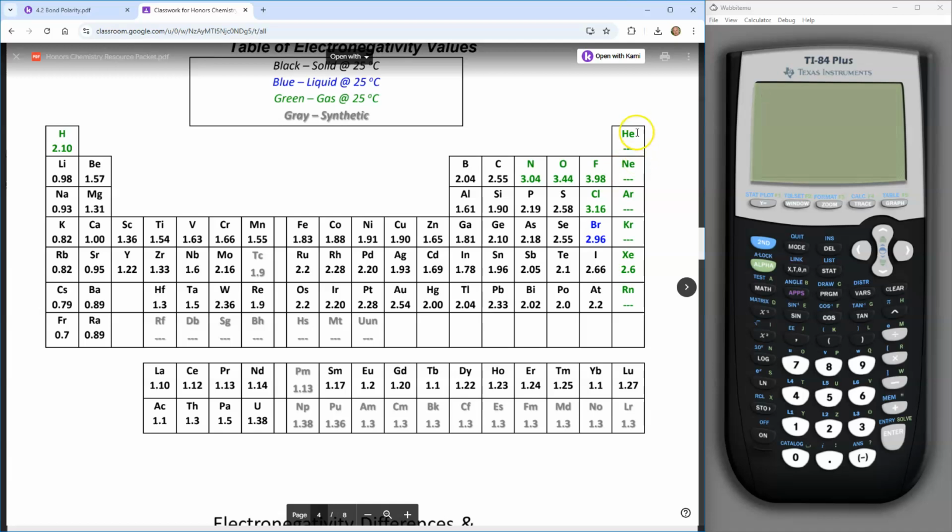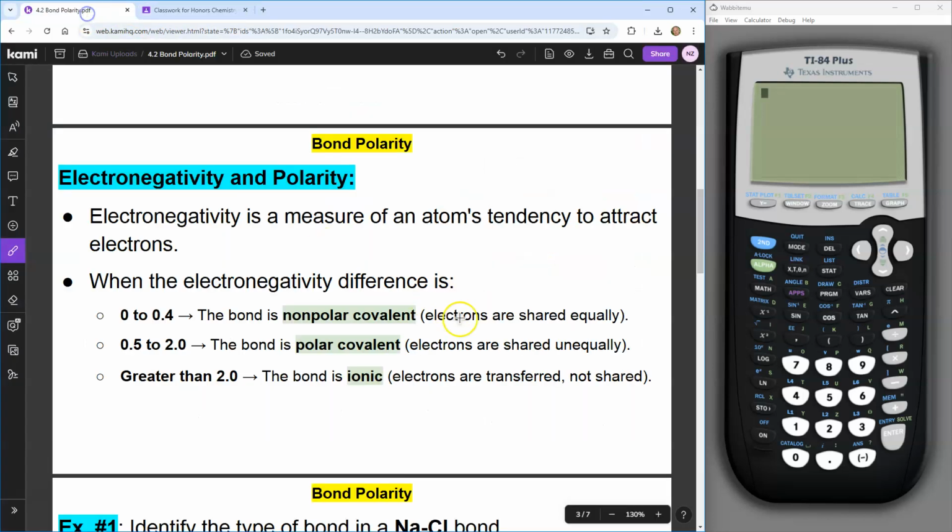Notice our noble gases, with the exception of xenon, don't have electronegativity values because they're happy. They don't need electrons. Xenon is an exception. Xenon can have an expanded octet, but we don't need to talk about xenon right now.